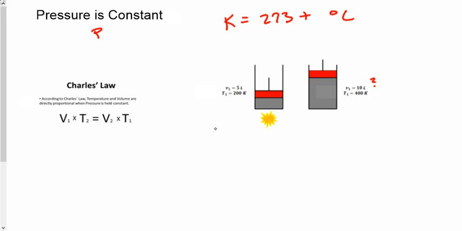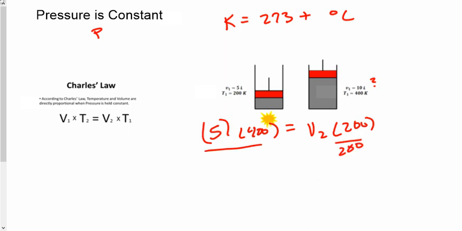Okay, so volume 1 is going to be 5 multiplied by temperature 2, which is 400, equals volume 2, which we don't know, so I'll put V2 as my question mark, times temperature 1 of 200. So again, notice how they're flip-flopped there. T2 and T1 are opposites. So I'm going to divide both sides by 200 in order to get my answer. And we're going to see that that equals 10. And liters is my units there. So that's how we handle the direct proportion for Charles' law.